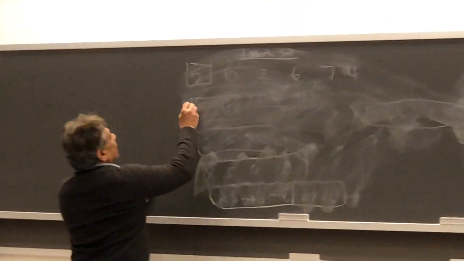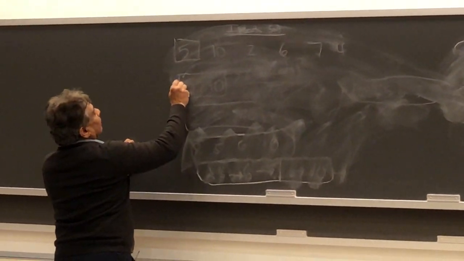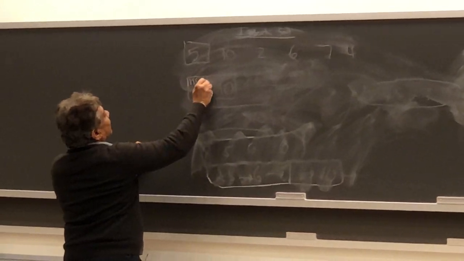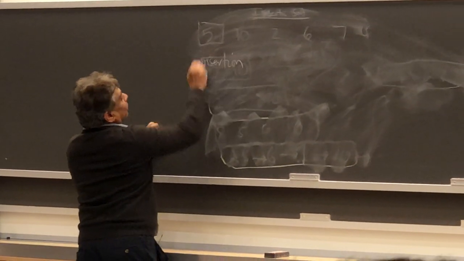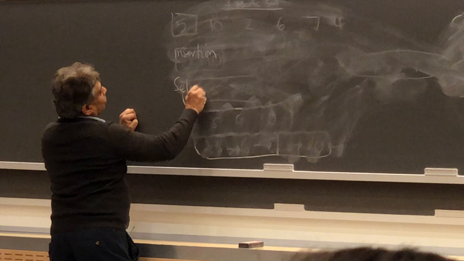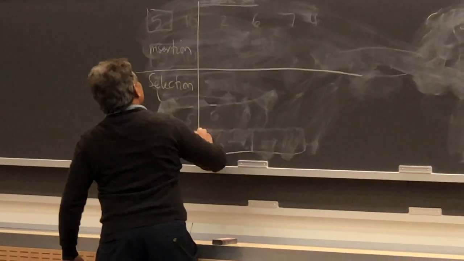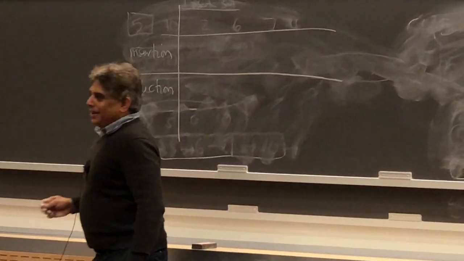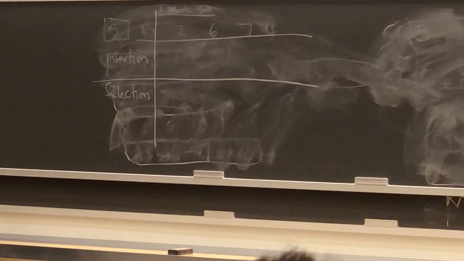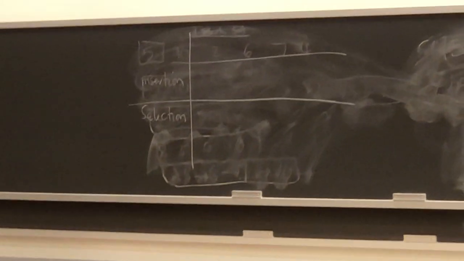Okay, so here's a comparison. I will only compare insertion and selection, because you don't have to know bubble sort. I just mentioned it because, unless you want to be president, then you have to know bubble sort. Otherwise you don't have to know bubble sort.